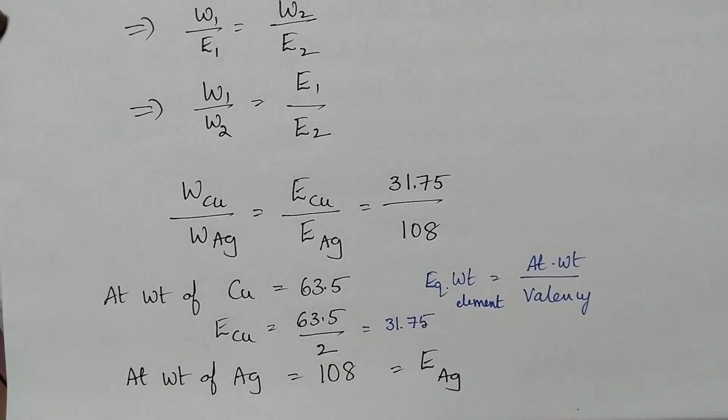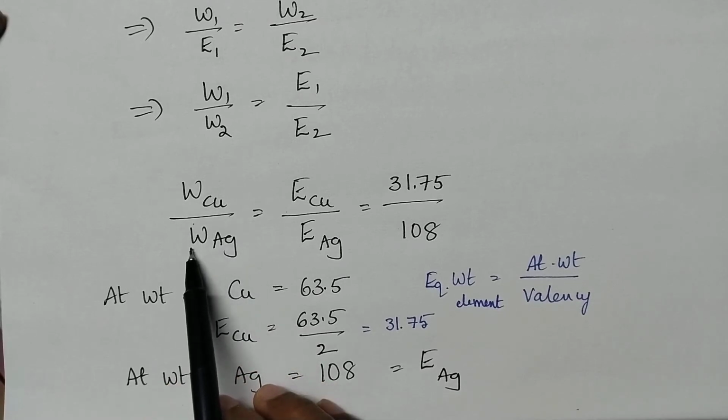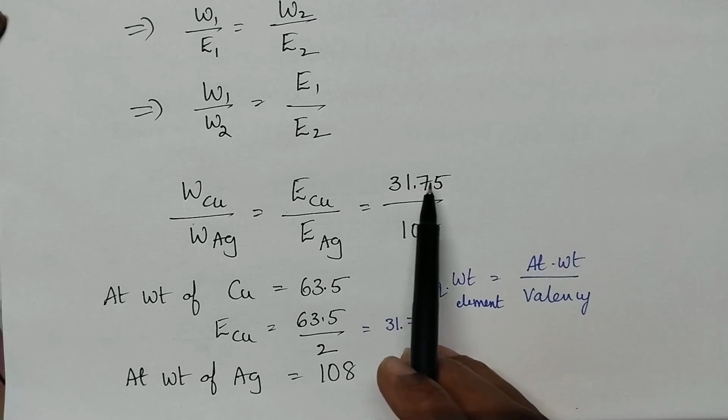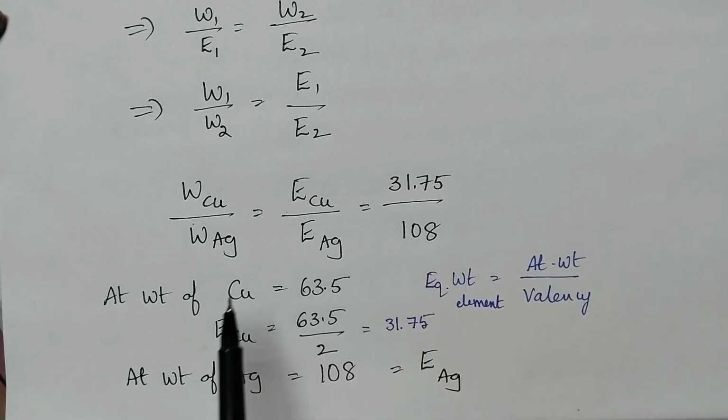and that is equal to 31.75. Coming to silver, the atomic weight of silver is equal to 108. And remember that the valency of silver is 1. So the equivalent weight is equal to the atomic weight of silver. In this case, the weight of copper divided by the weight of silver is equal to 31.75 divided by 108. Is it clear, students?